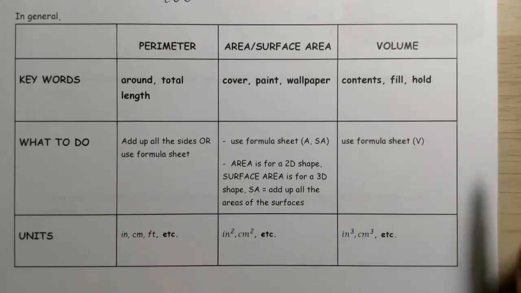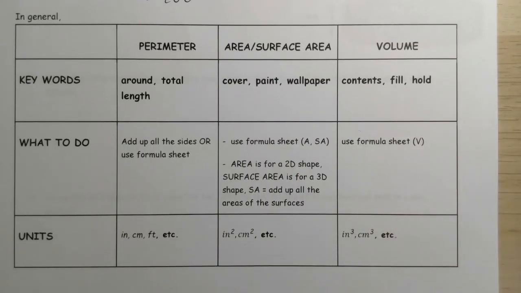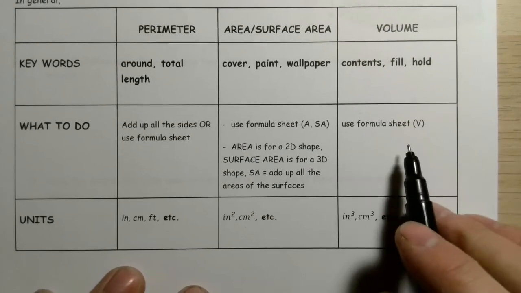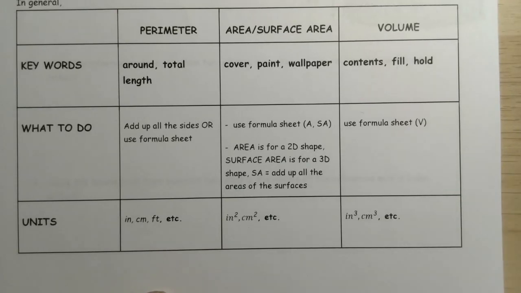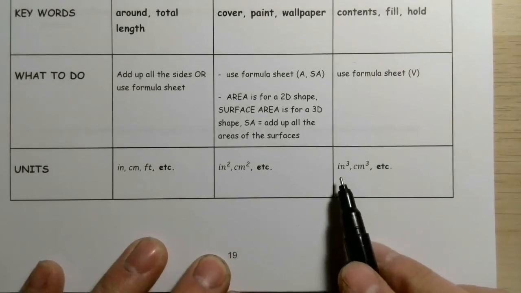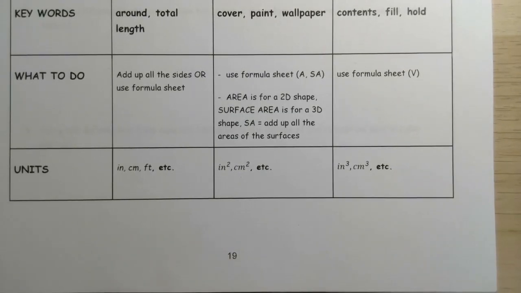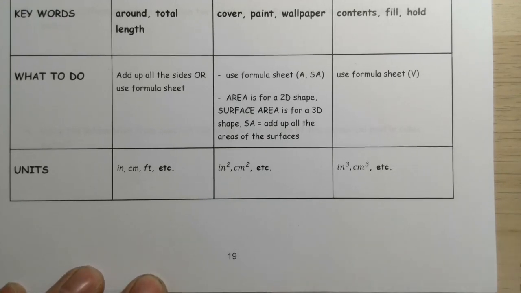And then finally, when we're talking about volume, look for words like contents, fill, hold, capacity, those sorts of things. Typically, we're going to be looking at fairly nice shapes, so you can just use the formulas on the formula sheet there. Okay, and we're using cubic units for volume. There are other units that we could use, but we're going to be pretty consistent with just using the cubic units for this particular course.